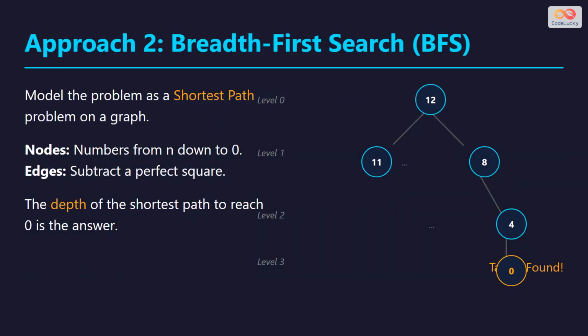Another powerful way to think about this is as a graph problem. Imagine n is our starting node. We want to reach 0. We can jump from one number to another by subtracting a perfect square. This becomes a shortest path problem on an unweighted graph, which is perfectly solved using breadth-first search, or BFS. The level of the graph where we first encounter 0 gives us our minimum count.